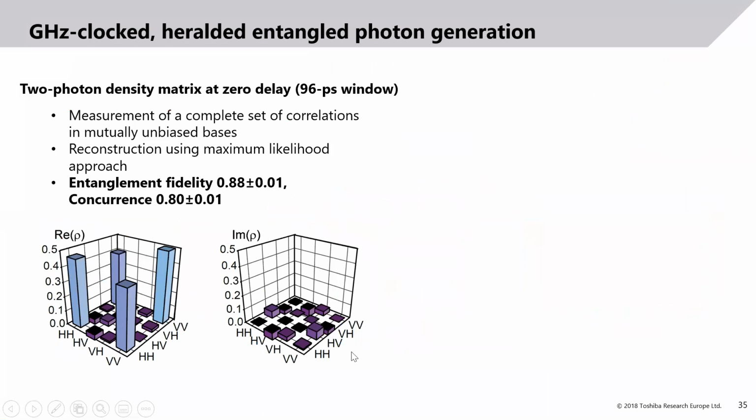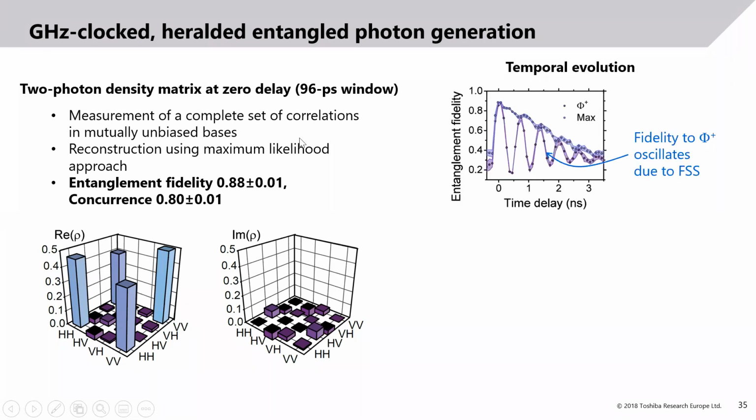So this is the slide that shows you how the entanglement will change or not if we start driving the diode faster and faster. For this, we've done a 2-photon density matrix at 0 delay in a 96 picosecond window, where we've just measured a complete set of correlations in unbiased bases, and we found that the entanglement fidelity is 88%, and the concurrence is 0.8.